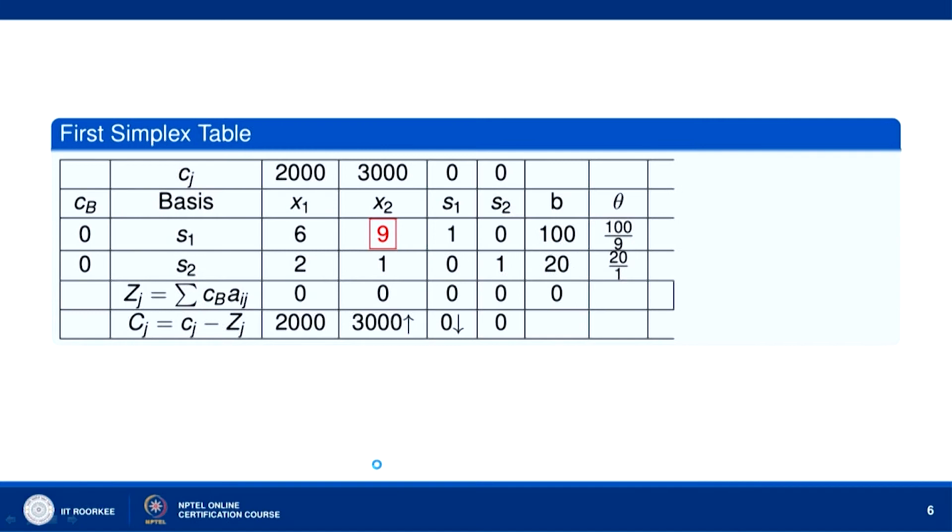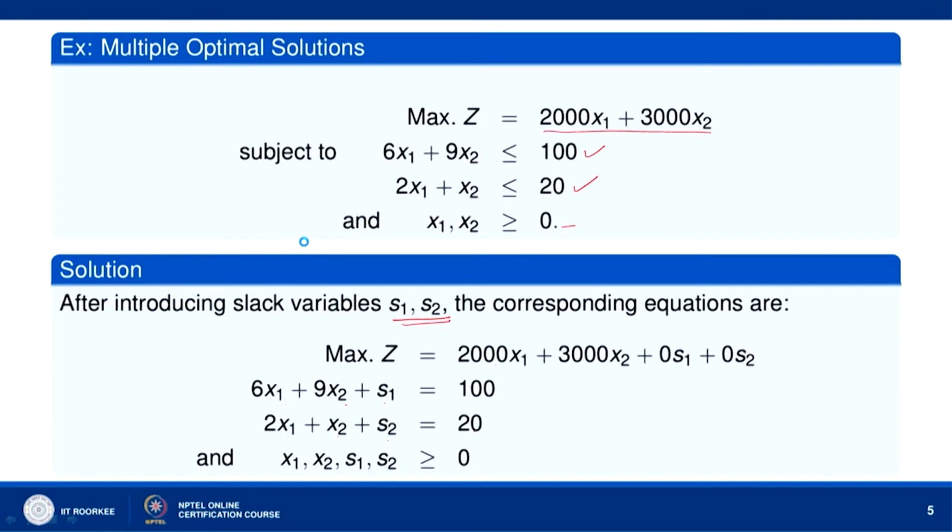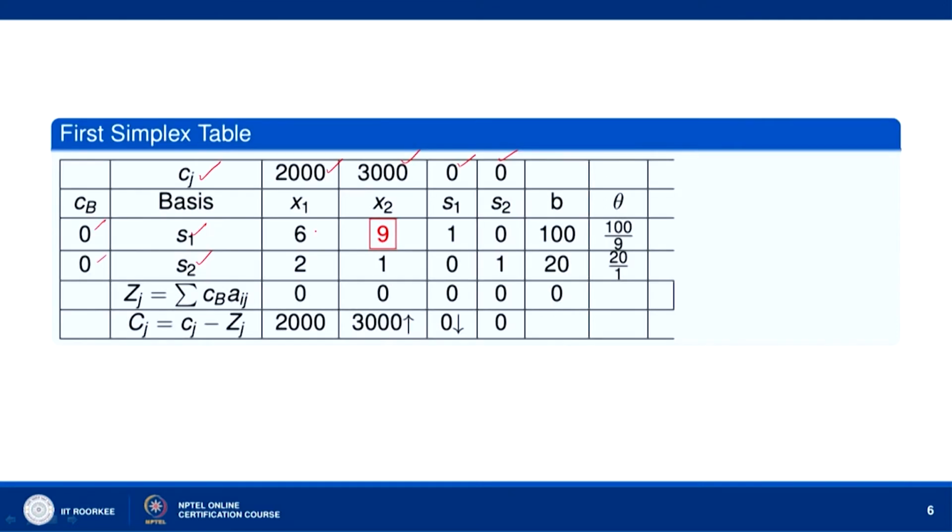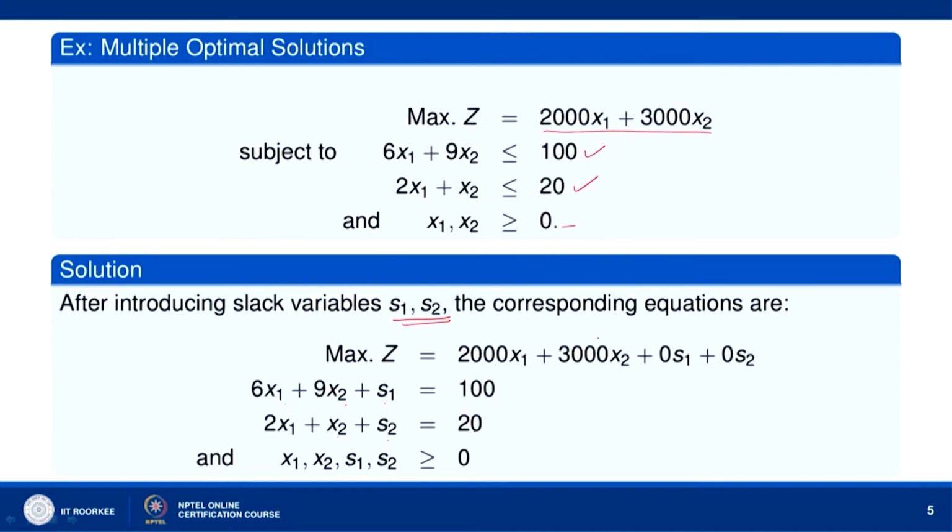Now, let us write the first simplex table. The Cj row contains 2000, 3000, 0, 0, which are the coefficients of x1, x2, s1, s2. The basis variables are s1, s2, and their coefficients in the objective function are 0, 0. Okay. The body matrix is 6 9 2 1, and the unit matrix is 1 0 0 1. Now, we have to find the zj value. The B column contains 100 and 20, which constitute the B column.